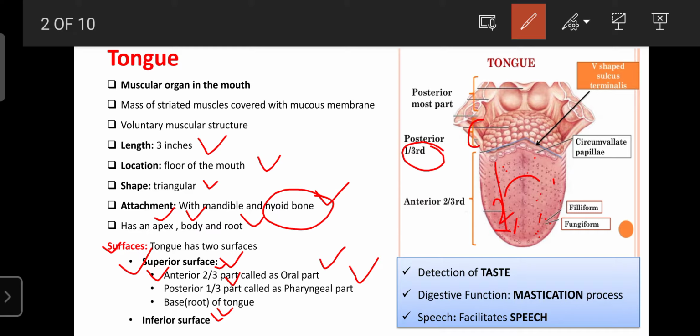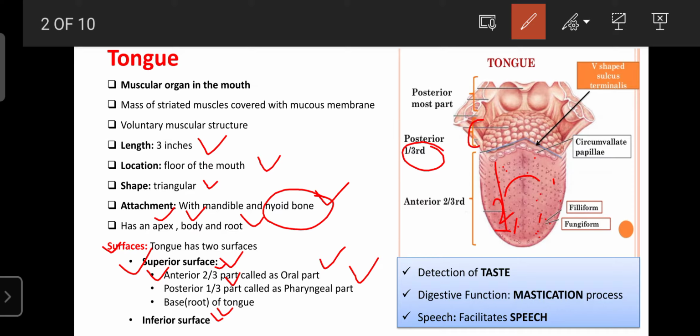This pharyngeal part or posterior part does not contain any papillae. It means the posterior part of the tongue is not involved in the detection of taste. Only the papillae, along with the taste buds, are present in the anterior part of the tongue. So that's why only the anterior or oral part of the tongue is involved in the detection of taste, and not the posterior or pharyngeal part, due to lack of papillae.